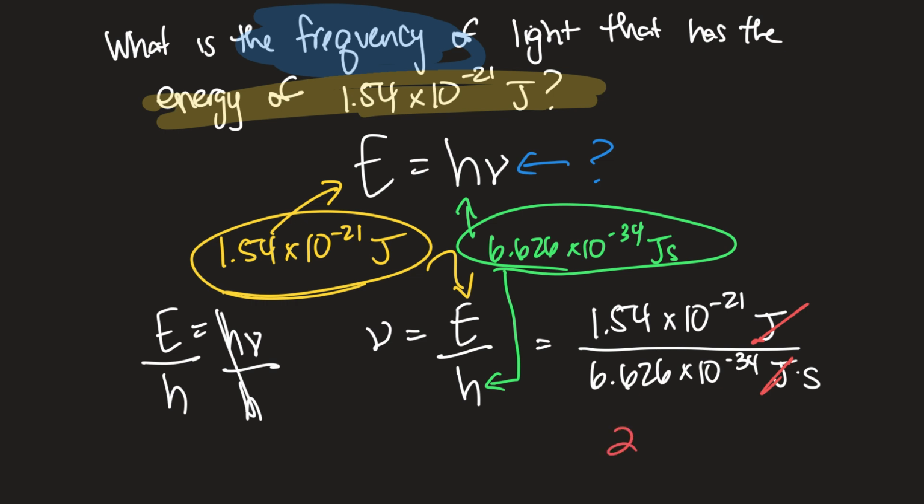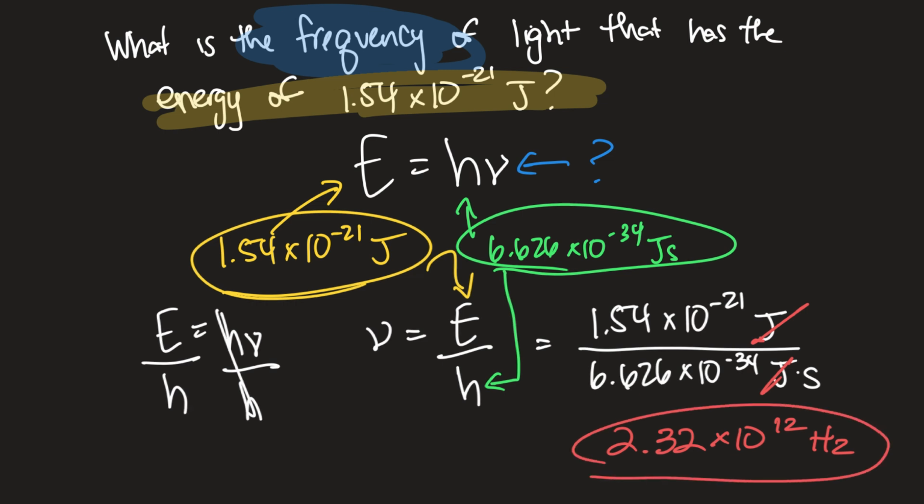We'll get 2.32 times 10 to the 12th hertz, or per second. So that's our answer in this case. Now let's try a harder problem.